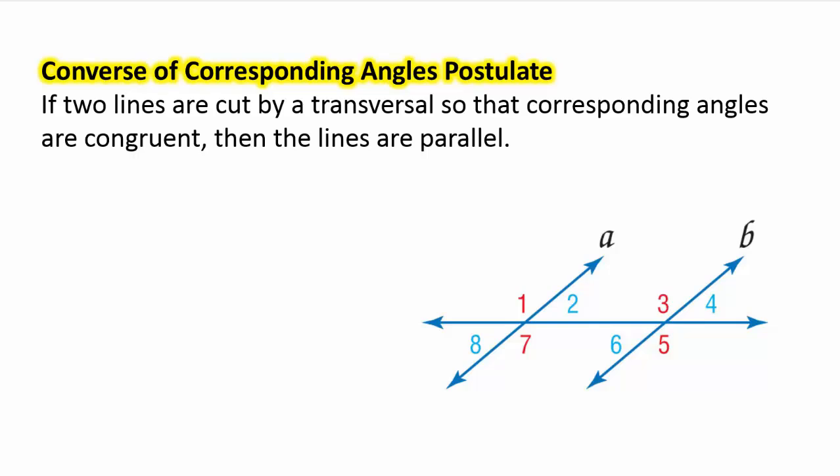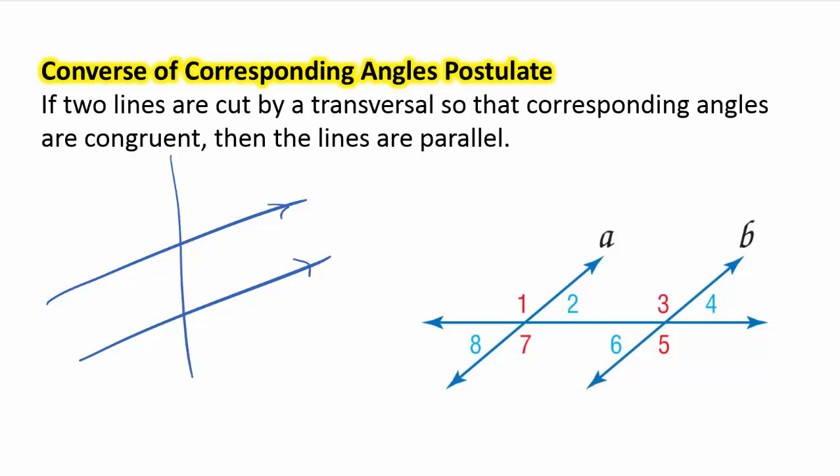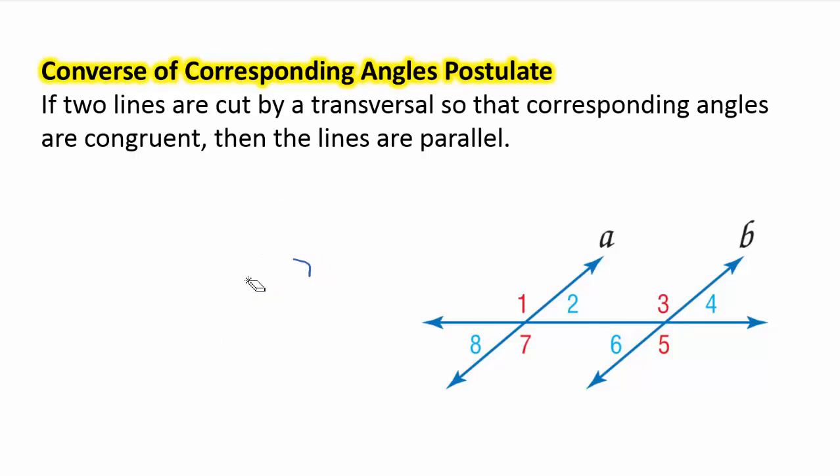Before, when we had two parallel lines cut by a transversal, we said that the corresponding angles were congruent. There's a bunch of different pairs of corresponding angles, but those are two right there. But what if you don't know that the two lines are parallel? In this figure, we're going to pick a pair of corresponding angles. Let's pick 7 and 5.